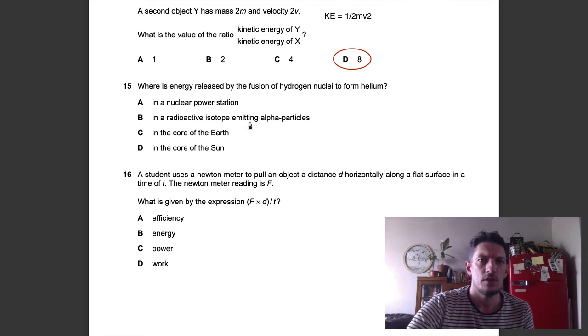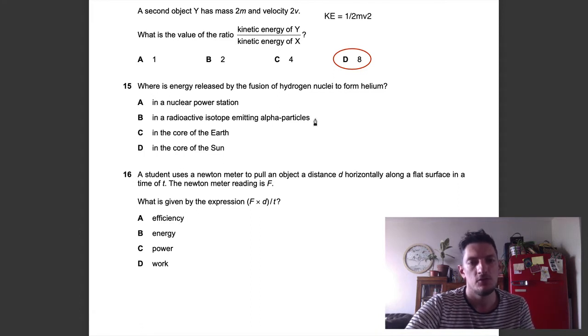In a radioactive isotope emitting alpha particles. Again, that happens through radioactive decay, usually of quite a heavy or large nucleus, not of a hydrogen nucleus. In fact, think about it. How can a hydrogen nucleus form an alpha particle?